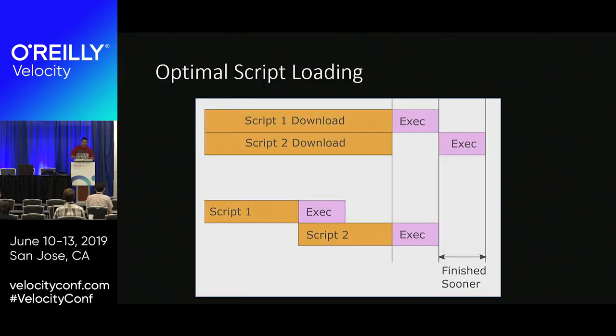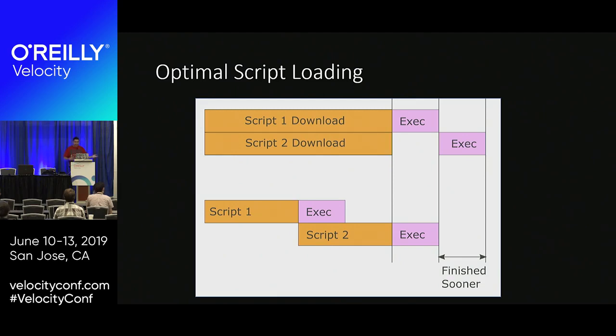So from the browser's perspective, the optimal way to load scripts would be to pipeline them. Load script 1 and then script 2 on the network instead of loading them concurrently. So in the HTTP 1.1 world, we would be loading them concurrently. We have 6 connections. We let the network sort it out. We download them at the same time.